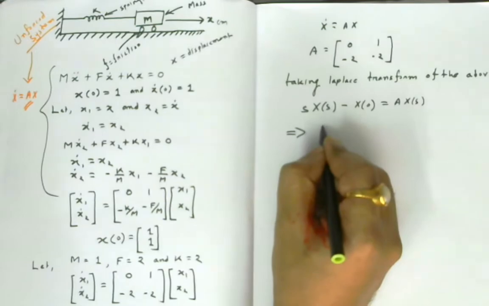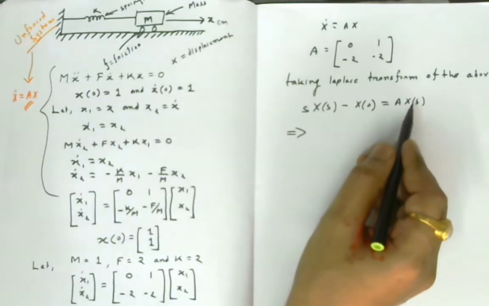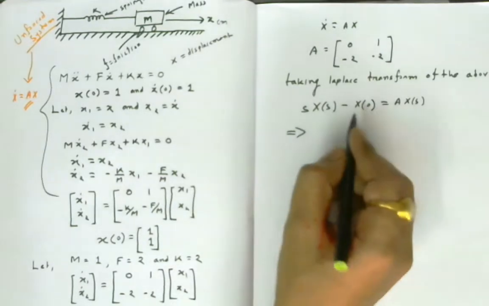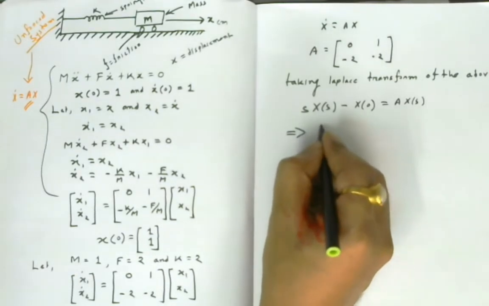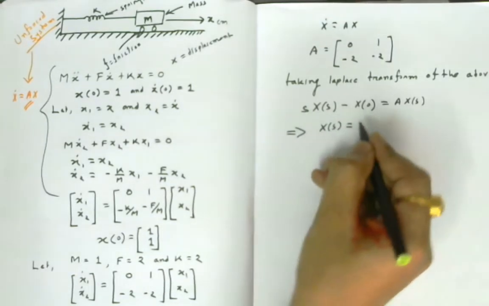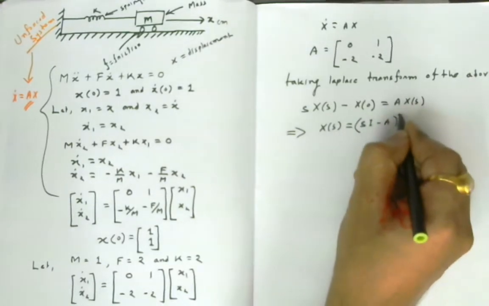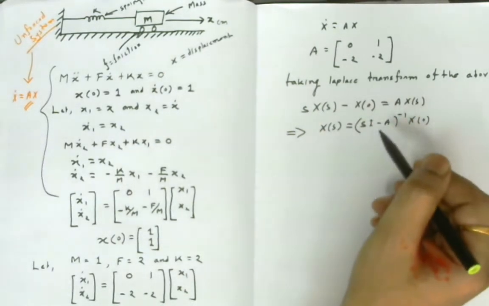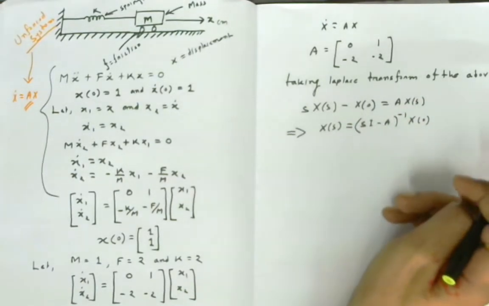And so you take X(s) as common, keep X(s) on the left hand side and bring x(0) to the right hand side. So ultimately it will be X(s) equals (sI minus A) inverse x(0). That, you know, is the solution of the homogeneous equation. I already derived this expression previously.